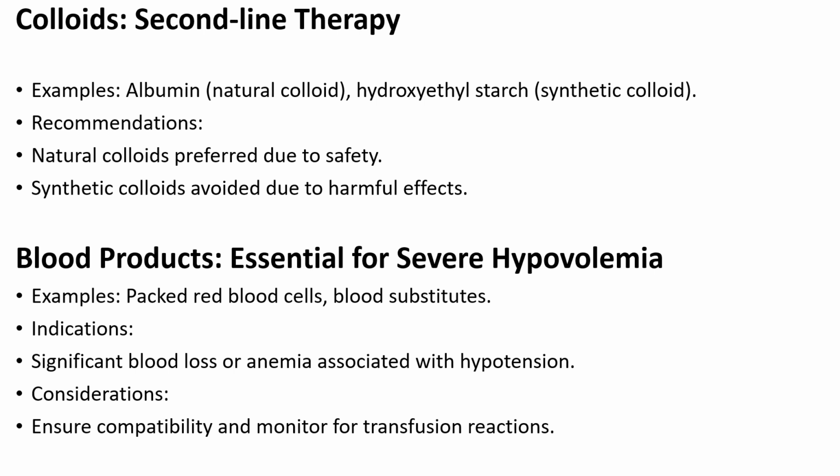Now, colloids are regarded as second line therapy. This includes albumin, which is a natural colloid, and then we have hydroxyethyl starch, which is a synthetic colloid. Recommendation is natural colloids are preferred due to their safety status, and synthetic colloids are avoided due to harmful effects. Blood products are essential for severe hypovolemia, related to blood loss and severe anemia. While transfusing blood products, we have to ensure compatibility and monitoring of transfusion reactions.